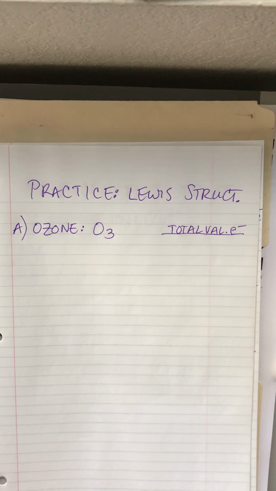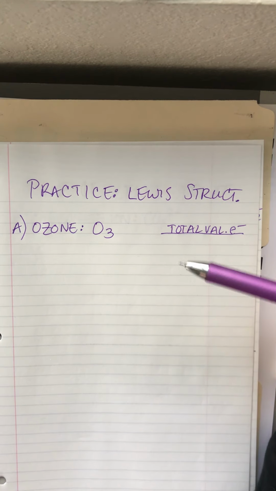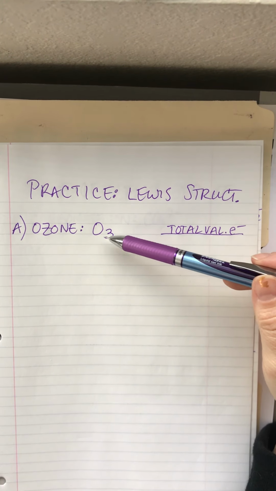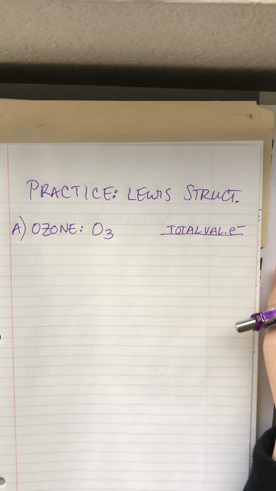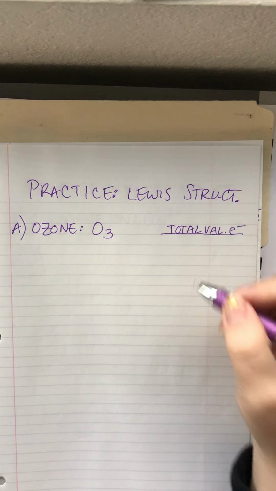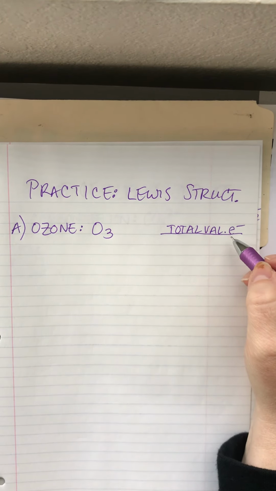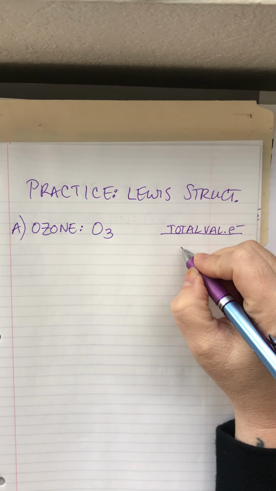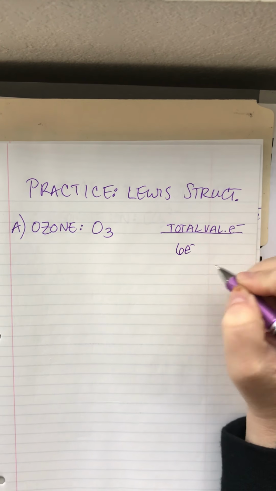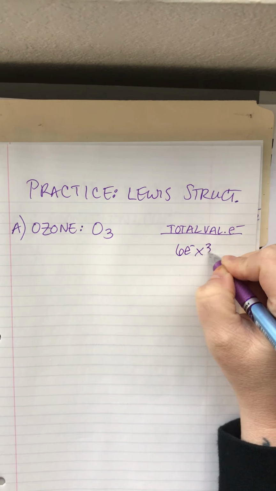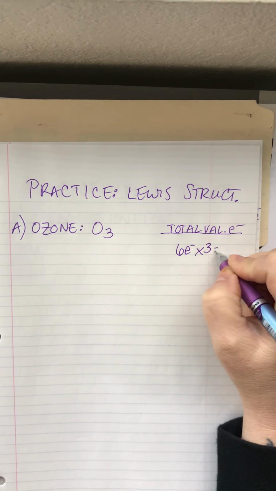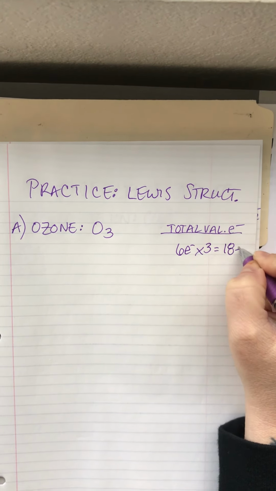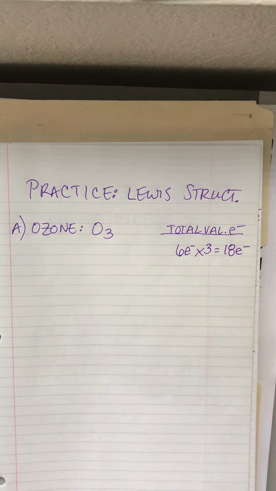Okay, so in this video we're going to practice drawing some Lewis structures. The first molecule we're going to draw is ozone, O3. Our first step is to find the total number of valence electrons. Oxygen has 6 valence electrons, and there are 3 oxygens in our molecule, so we have a total of 18 electrons for our structure.